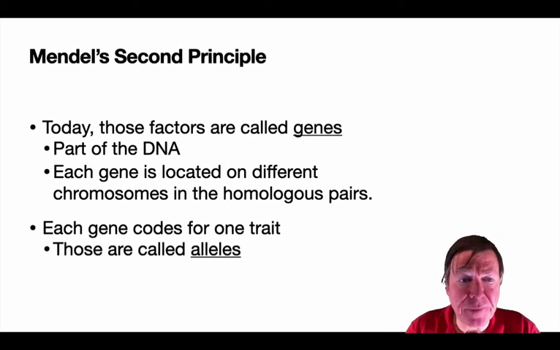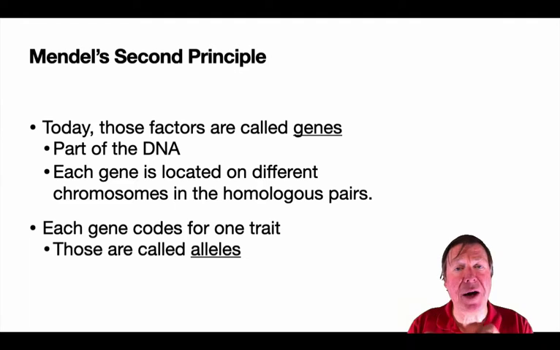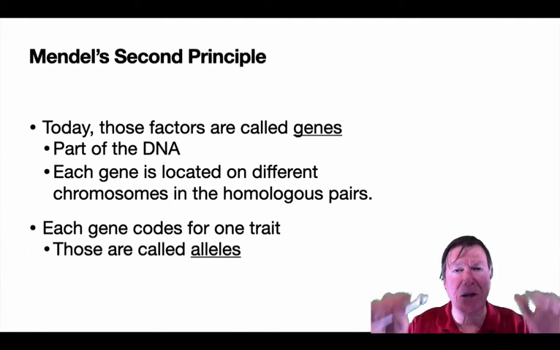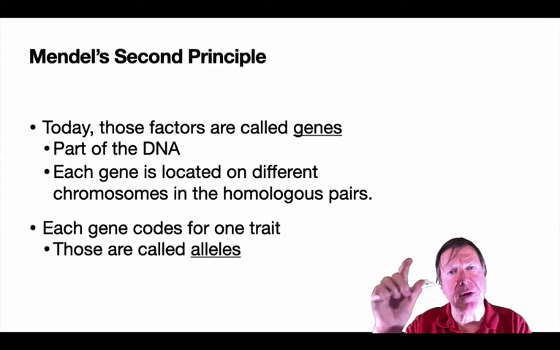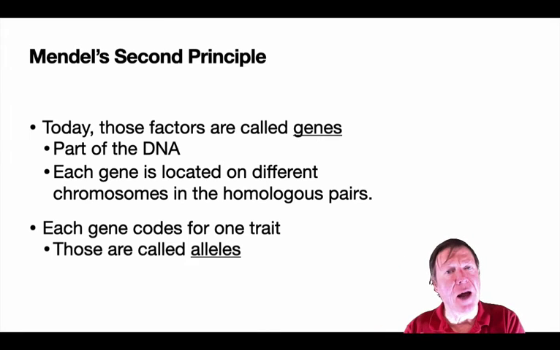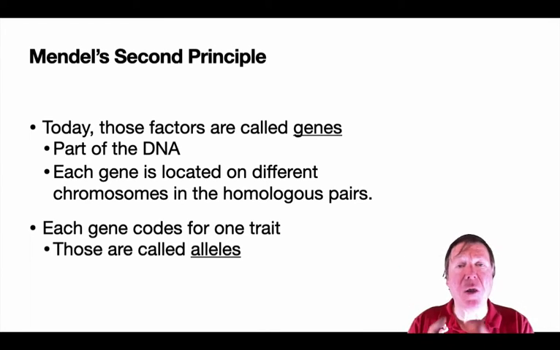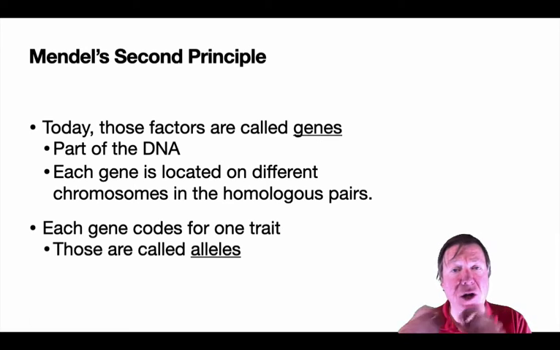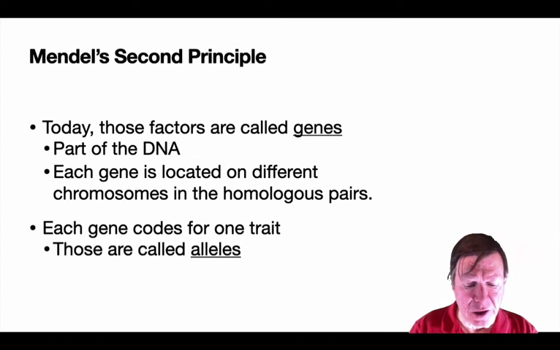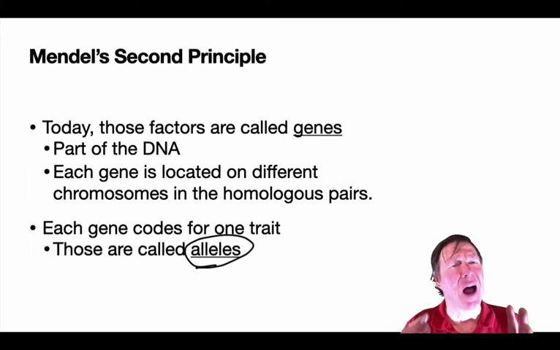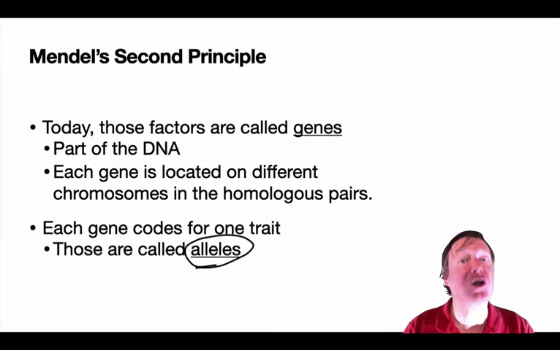Today we call those genes, okay? And each gene is located on a different chromosome in the homologous pair. So when you look at a karyotype, remember the karyotype, the table of chromosomes, the big ones all the way down to the small ones, with the X and X or X and Y, each one of those pairs contains, on each chromosome in the pair, the gene for that trait. We're going to separate those. Now we call those alleles. Instead of traits, we might call them alleles. Traits or alleles, either word would work.